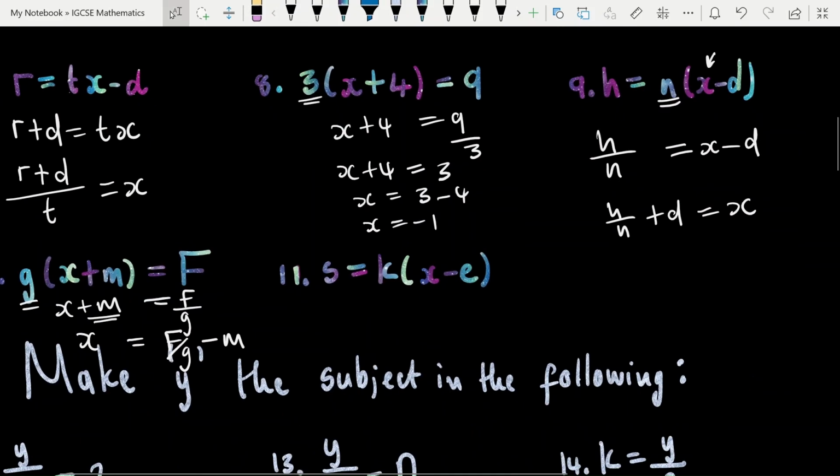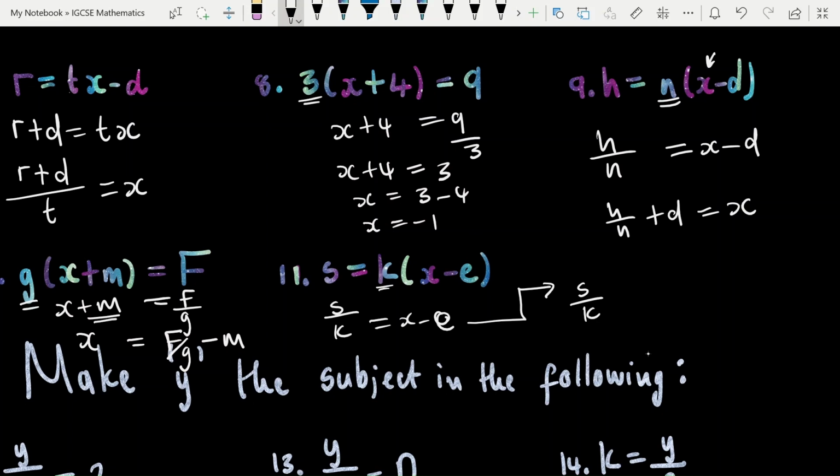All right, now we have s being equal to k multiplying x minus e. Again, we just start by taking this k to the other side. S over k is equal to x minus e. Then to make x the subject, we just take this negative e to the other side, it is going to add. So s over k plus e is equal to x.